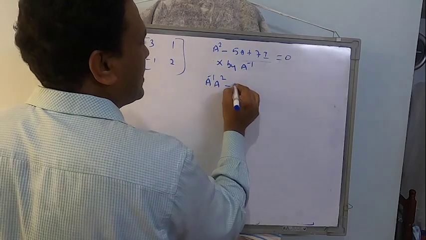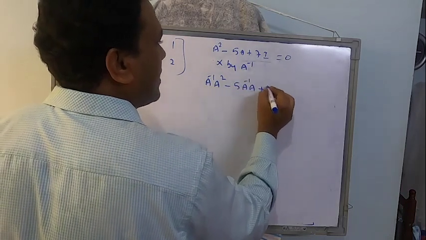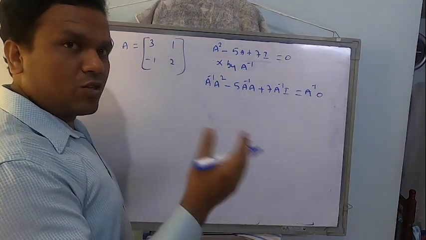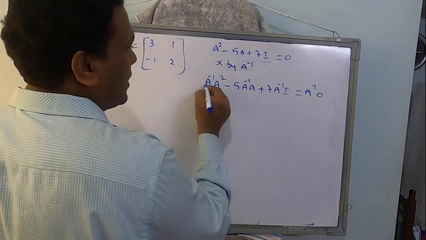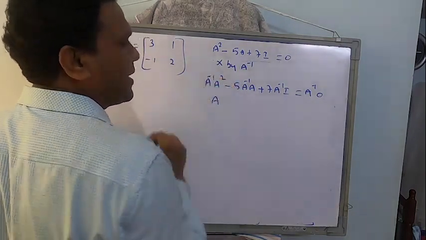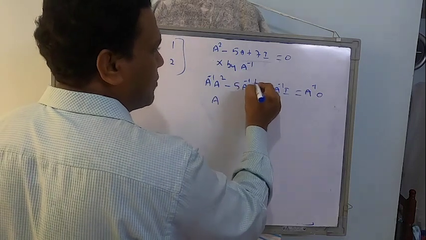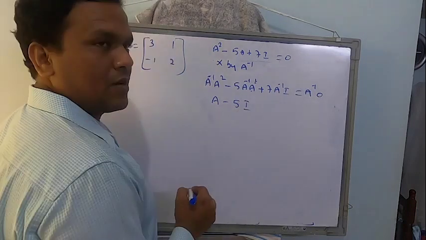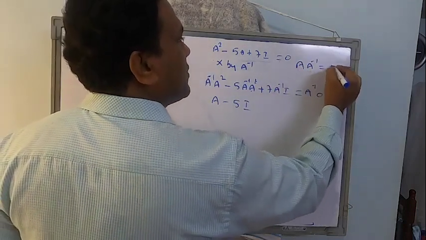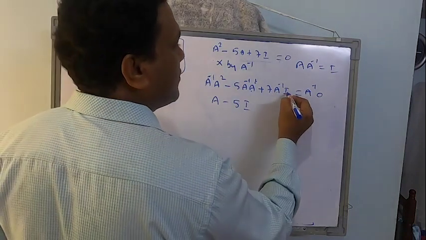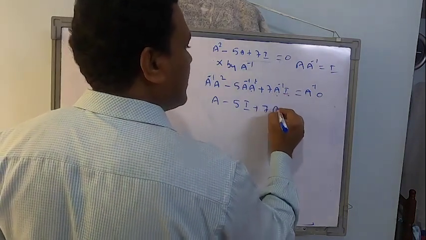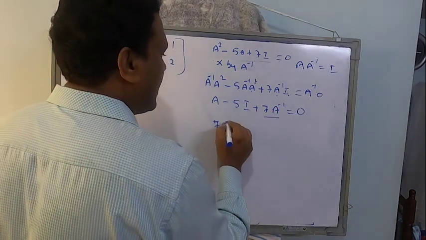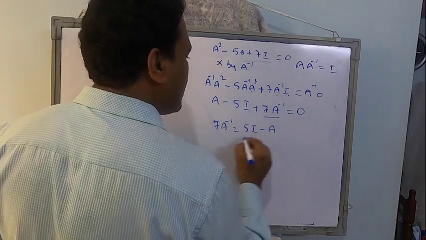A inverse multiplied by A square, 5 A inverse multiplied by A, 7 A inverse multiplied by I, A inverse multiplied by 0. That means each term on both sides will be multiplied by A inverse. So A inverse multiplied by A square is A, because just like 2 minus 1 will be 1. Minus 1, and here it will be plus 1, minus 1 plus 1 will be 0. Correct. So this is 5I. We have a standard result, A multiplied by A inverse is equal to I. That can be replaced. A inverse multiplied by I will be A inverse, and the right hand side is 0. I want this thing. So that means 7A inverse equals 5I minus A.